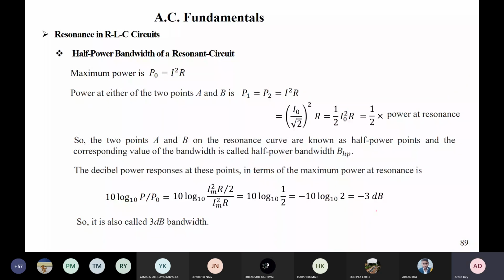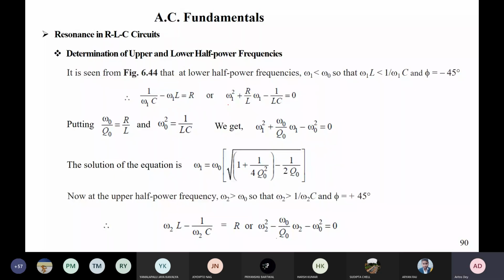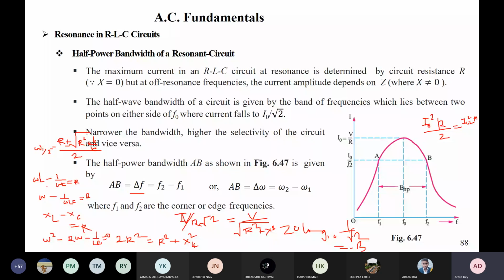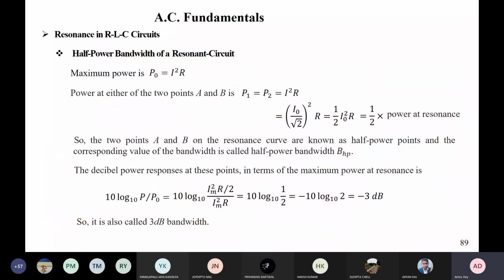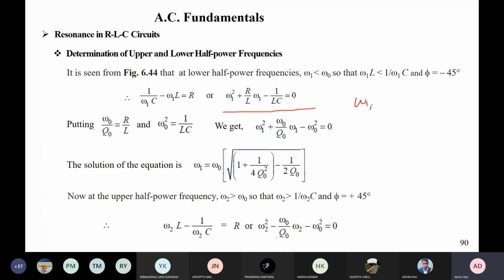Why it is called 3 dB is also written here. We'll just go to the calculation part of it. So this is your equation. From here you can solve for omega 1 and omega 2. Actually, I missed out here: when we divided by L, I forgot to put L on this side. So we are getting this equation. That means your omega 1 2 will be equal to minus R by L, plus or minus root of R square by L square plus 4LC, divided by 2.